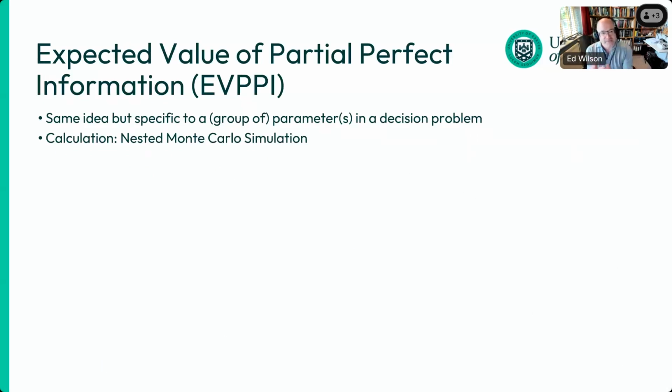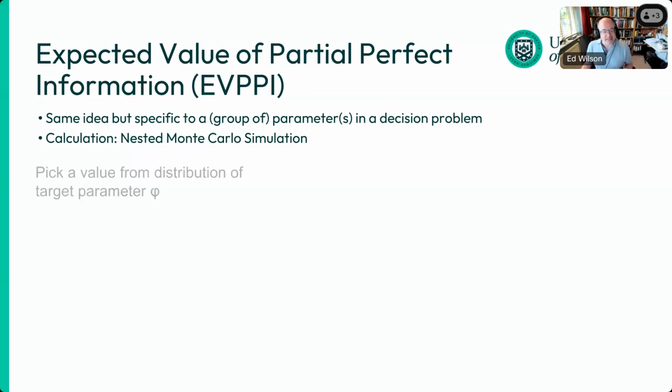So I've mentioned EVPI and EVSI. There's then the expected value of partial perfect information. You may also see it called the expected value of perfect parameter information. Either way, it's the same acronym. It's the same idea as the EVPI, but instead of the whole decision problem, it's actually focusing on an individual parameter in your decision problem, or a group of parameters.